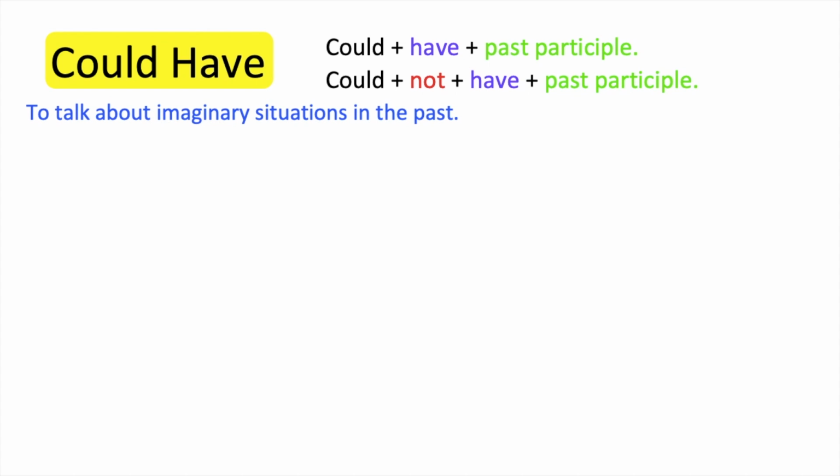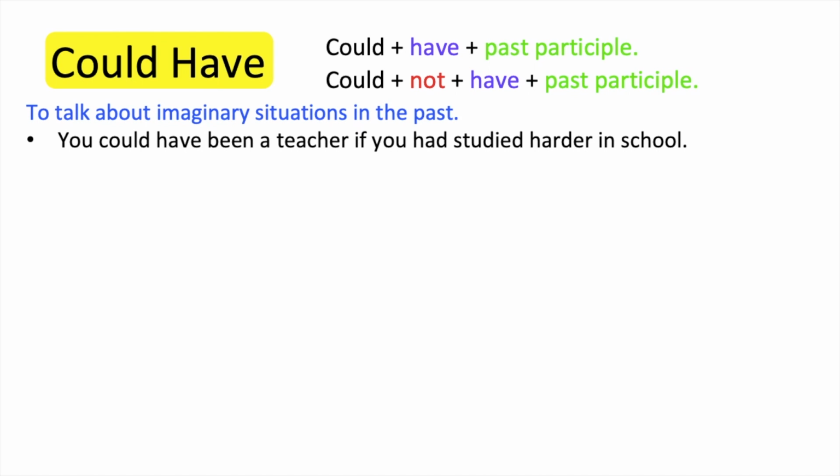If we're using the positive form, then we're talking about something that didn't happen but could have possibly happened. For example, you could have been a teacher if you had studied harder in school. This is something that was possible, but it didn't happen. If we're using the negative form, then we're talking about something that was impossible, even if we wanted it to happen. For example, I couldn't have arrived any earlier. It was impossible.